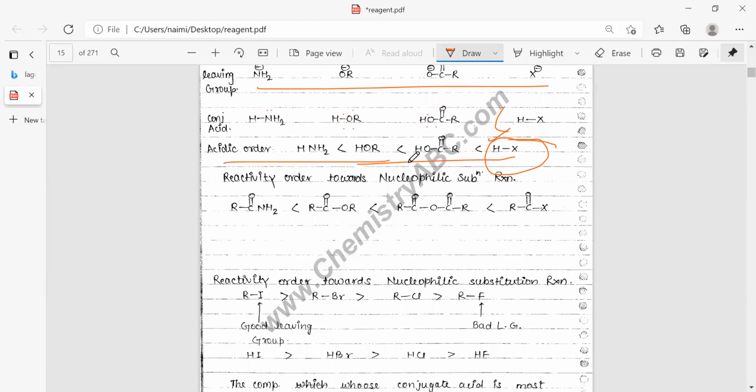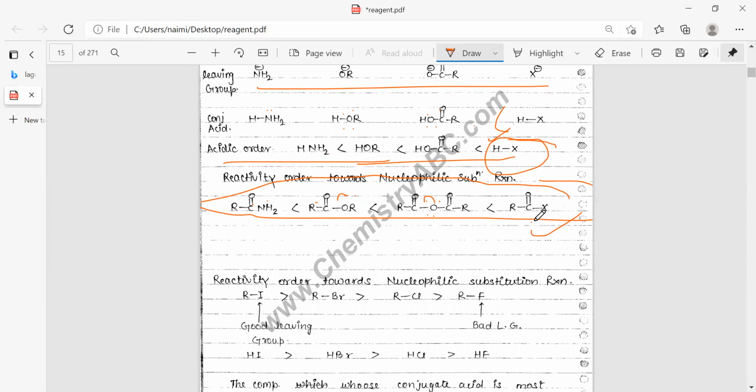So the reactivity order toward nucleophilic addition takes place likewise. The reactivity order is given here. The most reactive is this one, then this one, then this one, then this one. In this, no conjugation takes place. In this, conjugation takes place but in only one direction. In this, conjugation takes place throughout the whole compound.